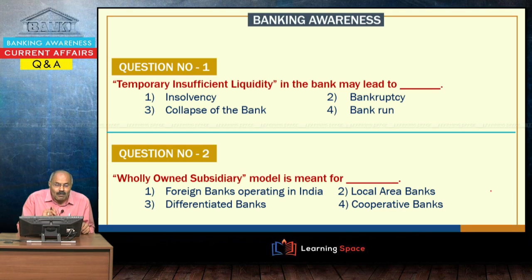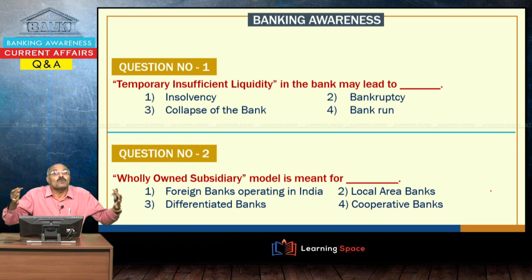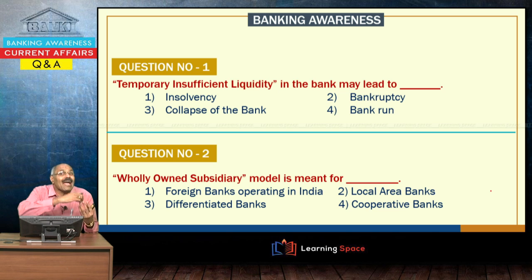The first one is temporary insufficient liquidity. Temporary insufficient liquidity in the bank may lead to... Here, before going into the answer, insolvency is the state where an organization is about to collapse. It is not able to pay back whatever is owed to other organizations. If it is not able to pay back the debts, that state is insolvency. If it is certified by some authorized authority, that is bankruptcy. Then bank run is basically the answer here.